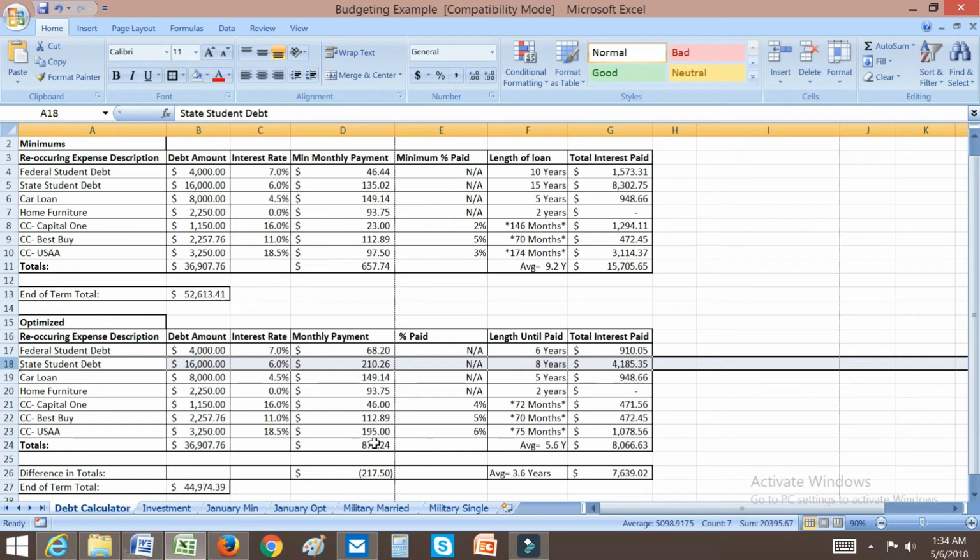And so if you can't afford $875, this is still the one you would want to keep as far as being optimized, right? All right, down to the car loan. We did not touch this one.